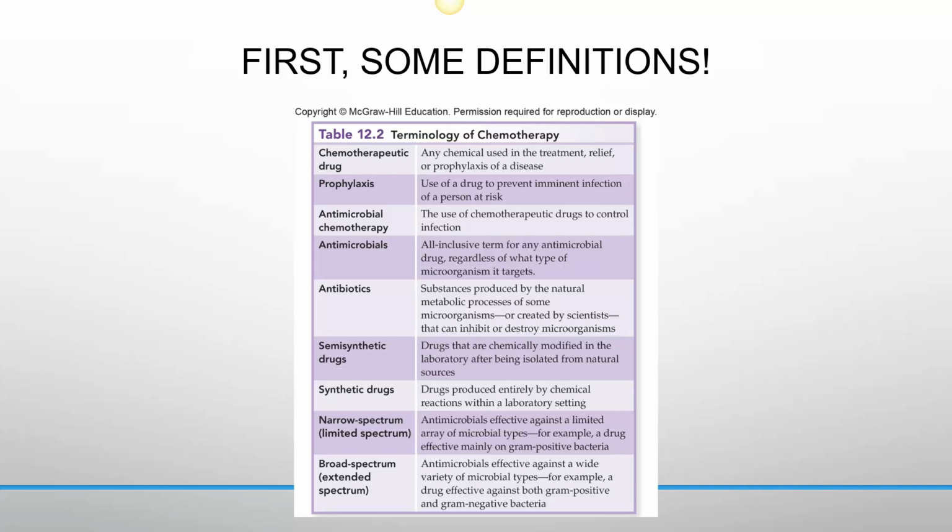Narrow spectrum versus broad spectrum. Narrow spectrum targets very few organisms, so it's extremely specific in what it can kill. Broad spectrum targets a wide variety of microorganisms. Which one's better? A lot of people think that broad spectrum antibiotics are going to be better because, if you don't really know what's making you sick, if you just wipe out everything, then that has to be good, right? It's actually not true. So narrow spectrum is better.